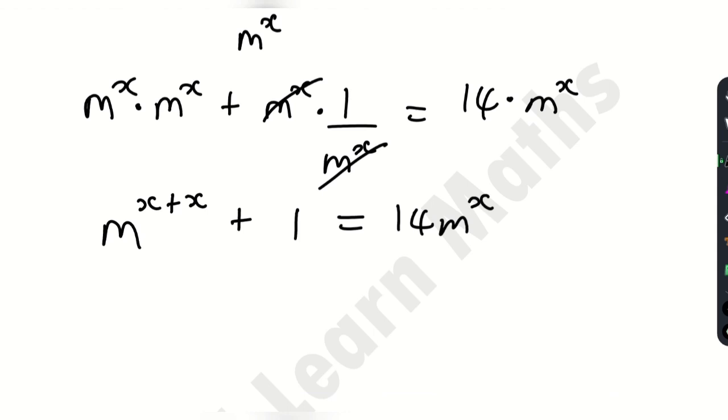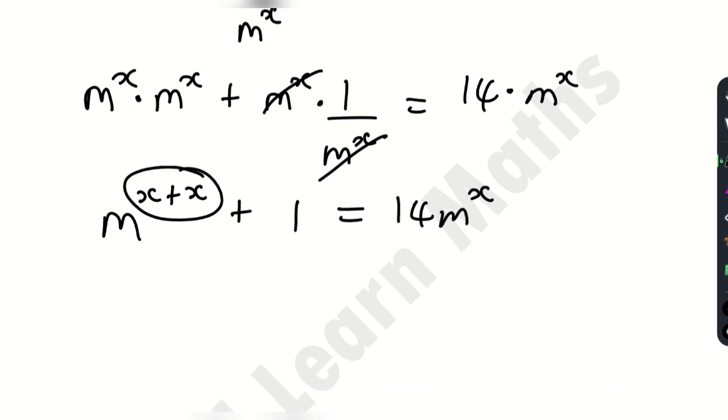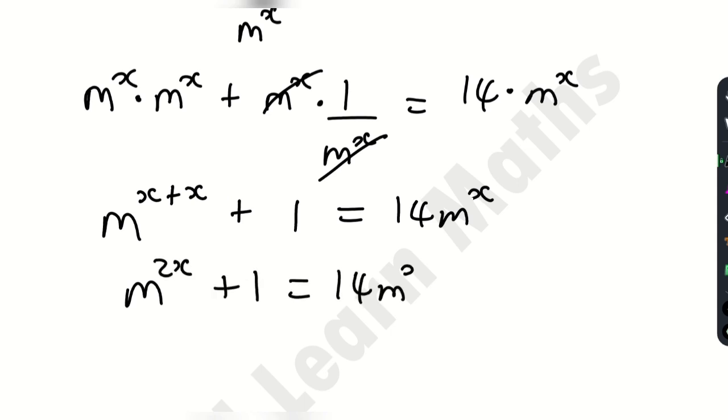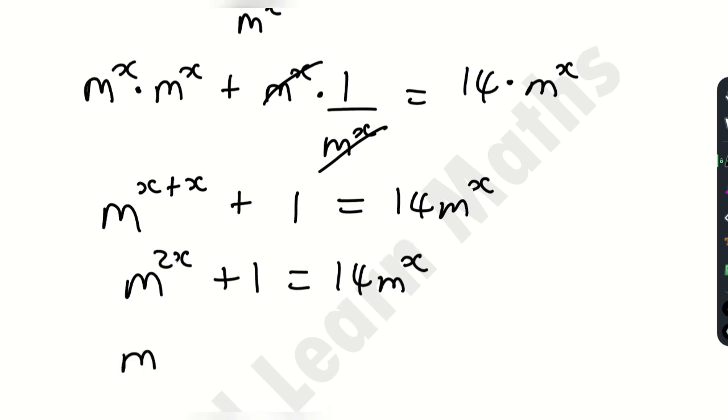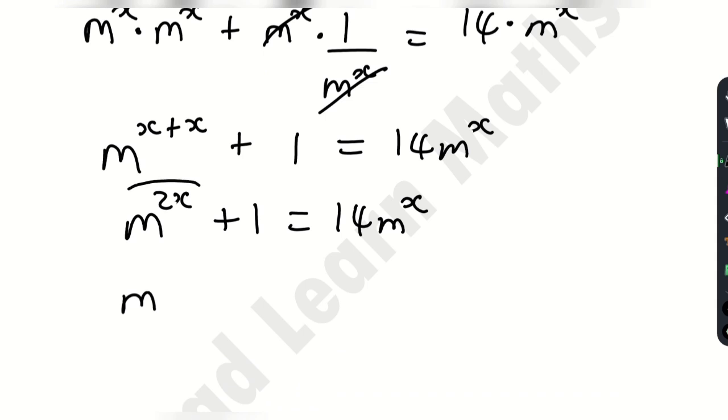Okay. I can write this as what? m raised to the power x plus x is what? 2x. So plus 1 is equal to 14m raised to the power x. Okay. So let me move this to the left hand side. I'm going to have m raised to the power. But before that, I have to also tell you that this can be rewritten as m raised to the power x all squared. Because if you multiply x and 2, you get what? 2x. So nothing has changed.